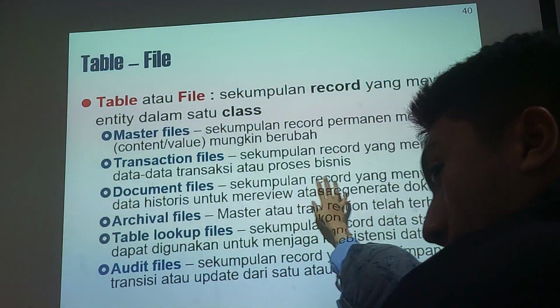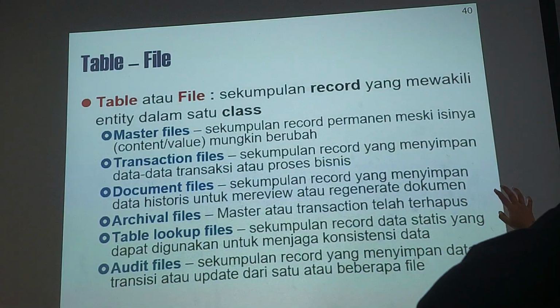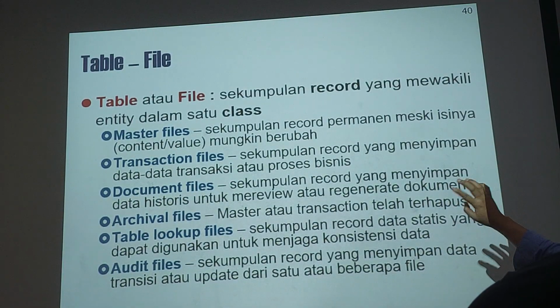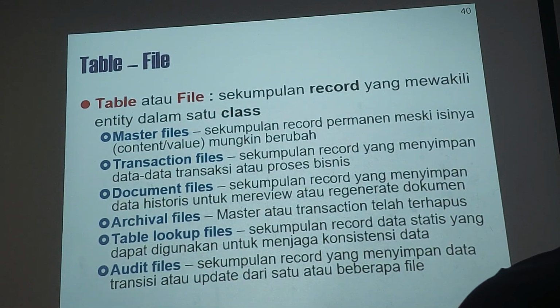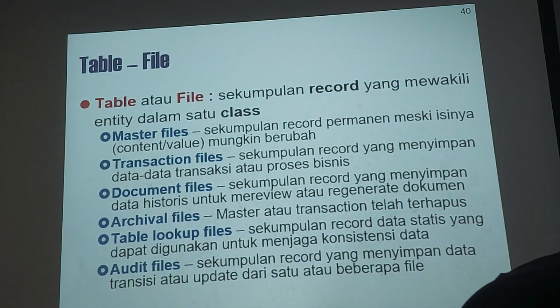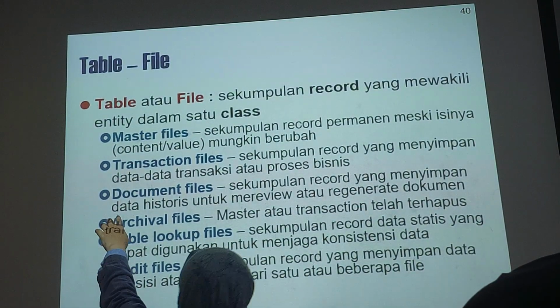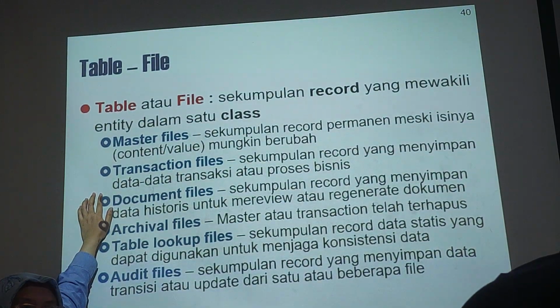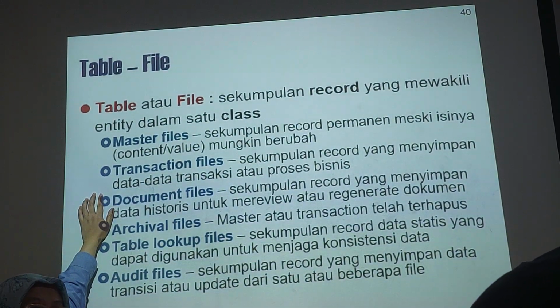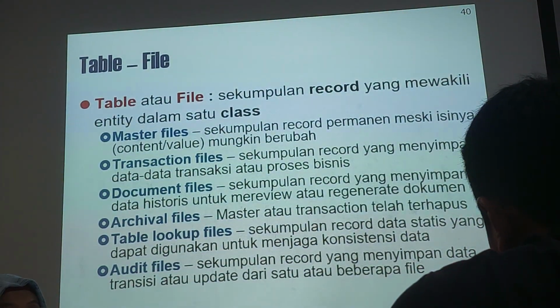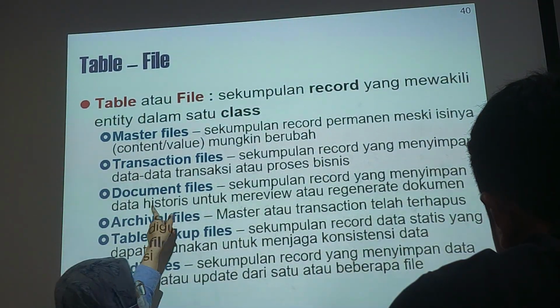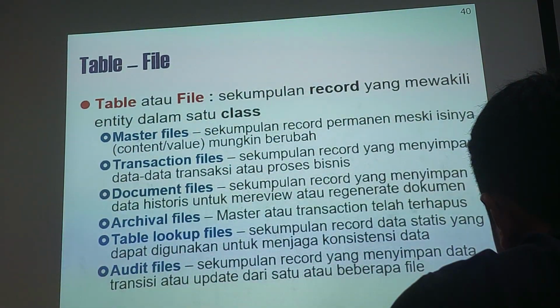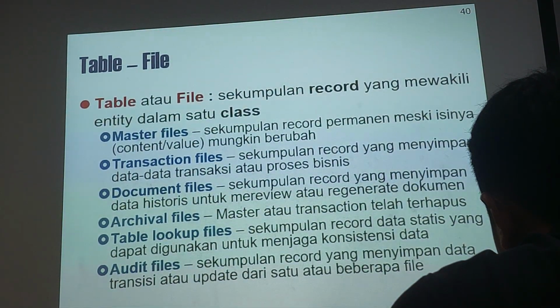A transaction file is a record that stores transaction data. In an information system, a transaction file is about your registration in a course. We call it a transaction file. A document file is about your KRS. This is a document file.